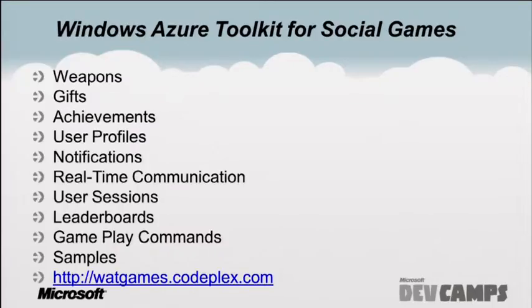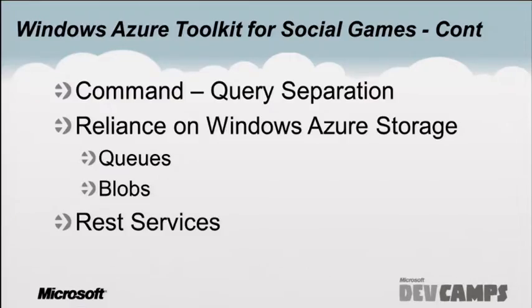So what Nate's gone and created here is the Windows Azure Toolkit for Social Games. This provides a whole bunch of reusable assets which you can go out and use or start pulling into your application and learning how they work. So weapons, gifts, achievements, there's a whole large list there. You can probably focus quite quickly on the ones which are of interest to you. But that is available on wapgames.codeplex.com.